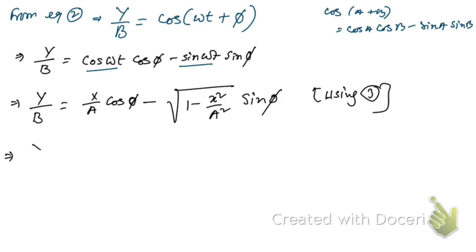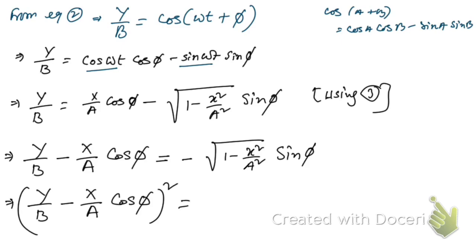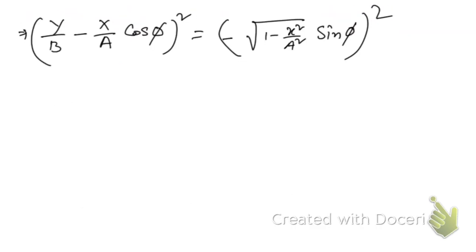So now let me write y by b minus x by a cos phi is equal to minus root over 1 minus x square by a square sine phi. Okay, so squaring both sides, let me write this one here. So now let us square this on both sides. Let me go to the next slide, just wait. So here is the last step we have got.